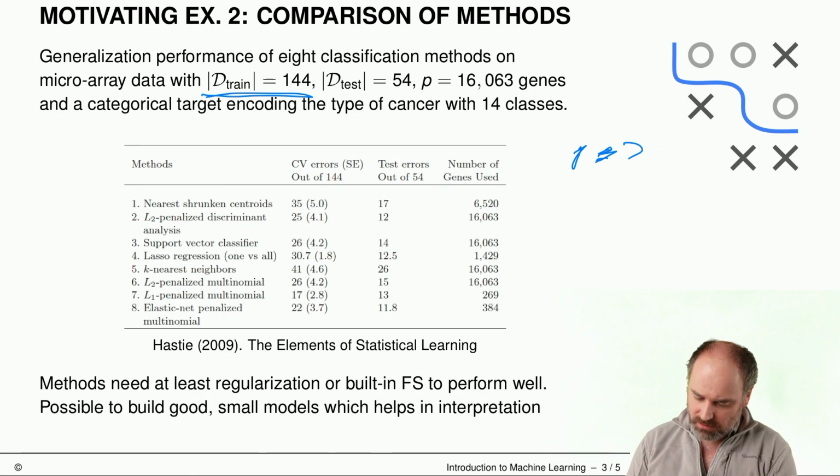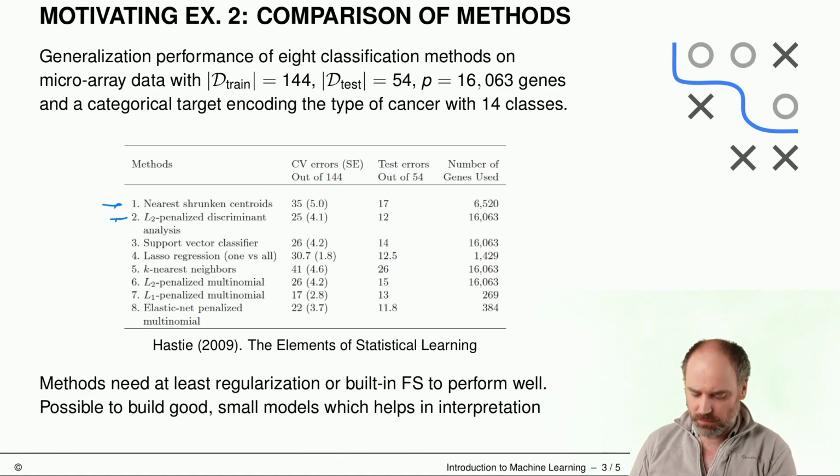And this setup and the results are taken from the Hastie, Tibshirani, Friedman book, Elements of Statistical Learning. So let's see what we can see from the result table. So first of all, what methods are we actually comparing? Okay, so we have something like nearest shrunken centroids. So that's basically without any extra regularization or a specific form of feature selection. We have an L2 penalized discriminant analysis.